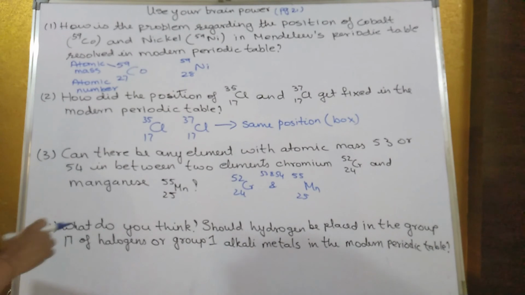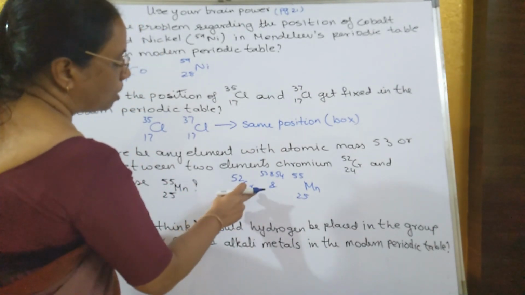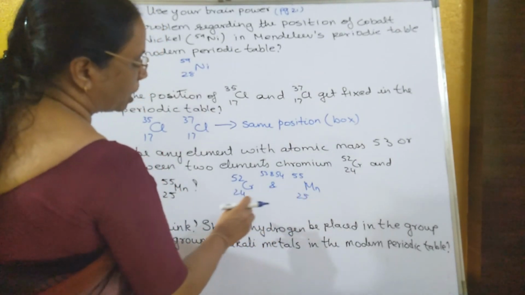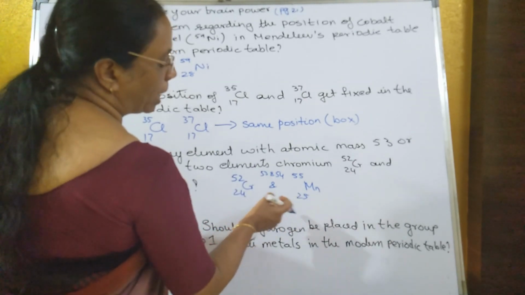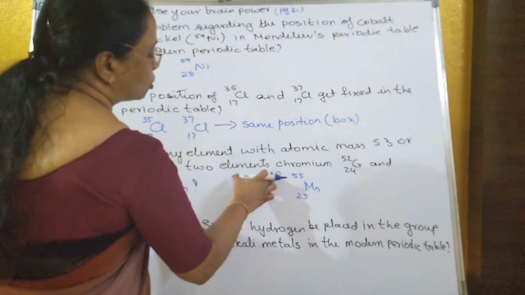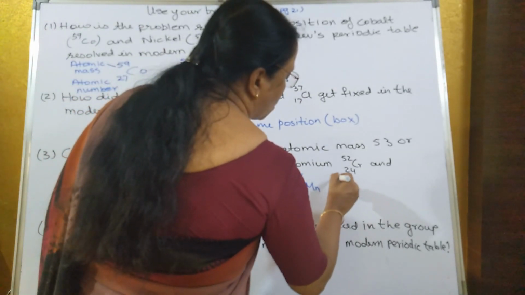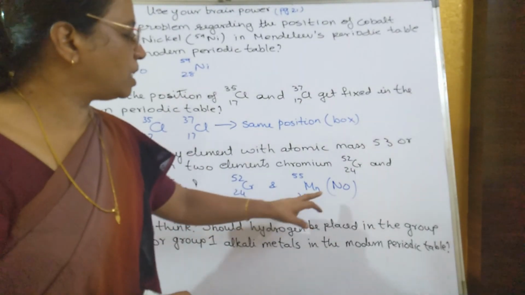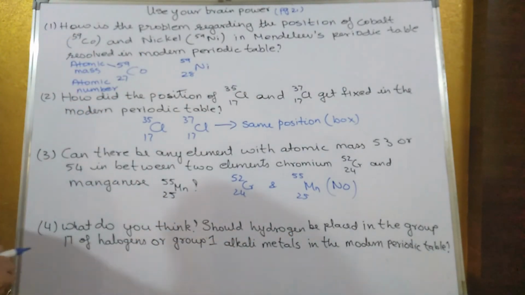No. Why no? Because the modern periodic table is based on atomic number. The atomic number of chromium is 24 and atomic number of manganese is 25. After 24, the next serially coming number is what? 25. So there cannot be any elements between chromium and manganese. Why? Because the atomic number of chromium is 24 and that of manganese is 25, and they are serially coming one after the other. So there cannot be any elements between them.